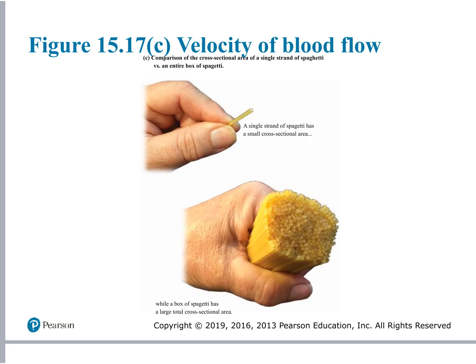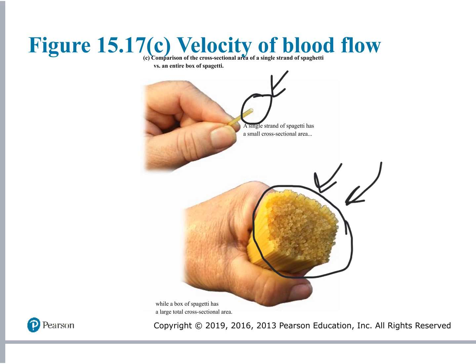This is a good picture showing you the difference between one strand of spaghetti and a whole bunch of spaghetti. If you were to take the one strand to represent one capillary, then the velocity of blood going through that one capillary would be high. However, if you take the total cross-sectional area, which would represent all of the capillaries going to one organ, the area of all the vessels is a lot larger than the area inside of one capillary. So that means the velocity will be slower with the total cross-sectional area.